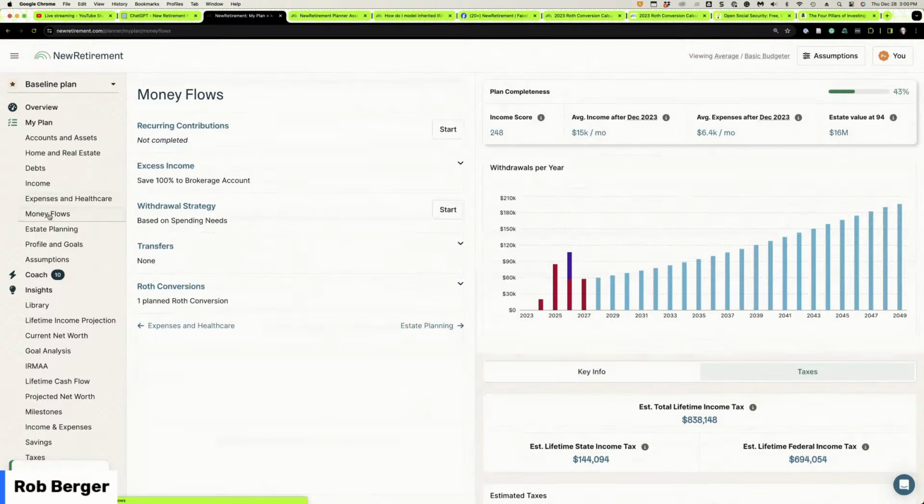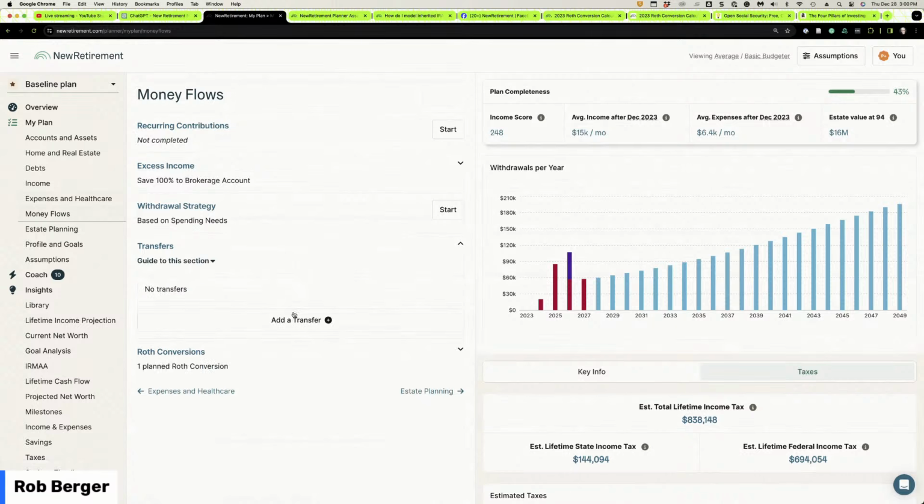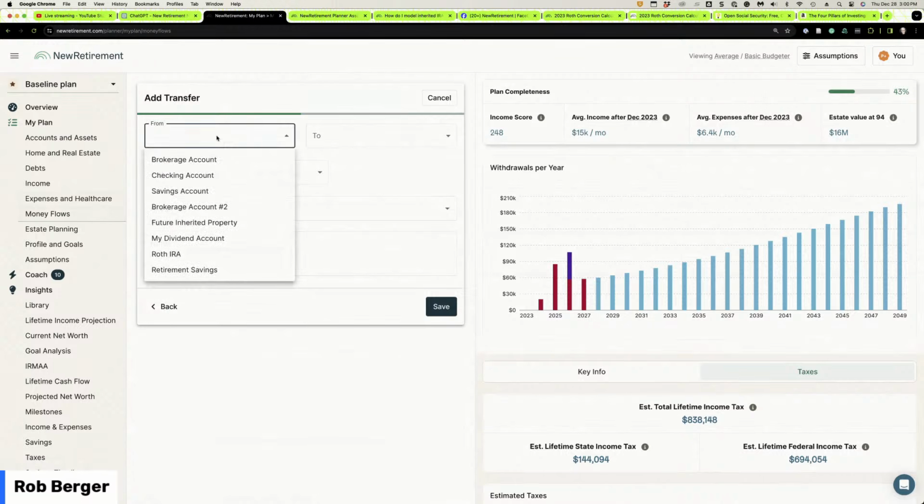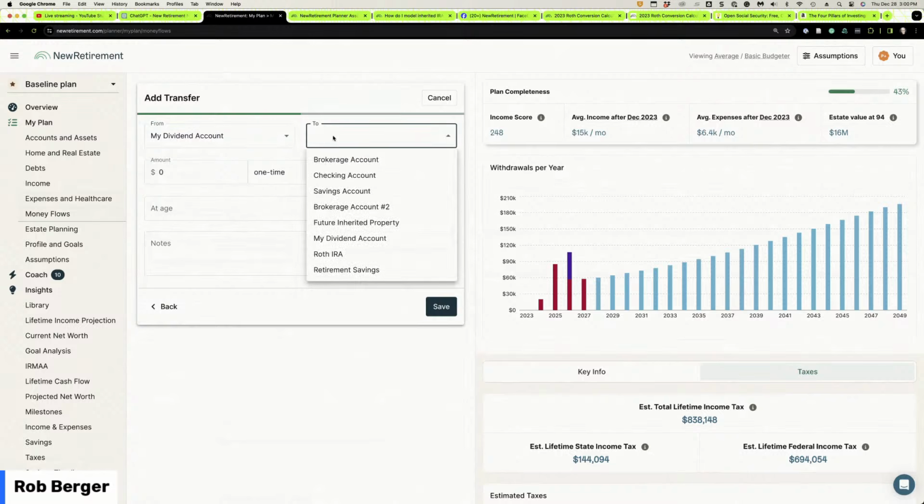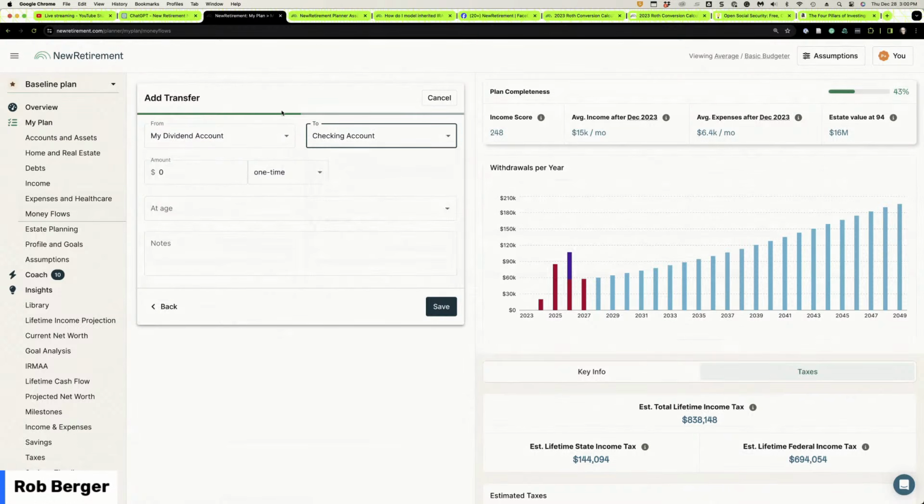And then we go over to money flows and we can create a transfer for the dividend. So we could say from my dividend account, we're going to move it to my checking account. Let's think about that for a minute. When I do that, it's going to trigger taxes, right? But we want it to trigger taxes because this is going to model the dividends I'm receiving every year. We've set my dividend account to be taxed as capital gains, so that's exactly what it's going to do, and that's what we want. And we're going to put it in checking account because we're spending it. We're retired, and what else do we have to do but spend our dividends?